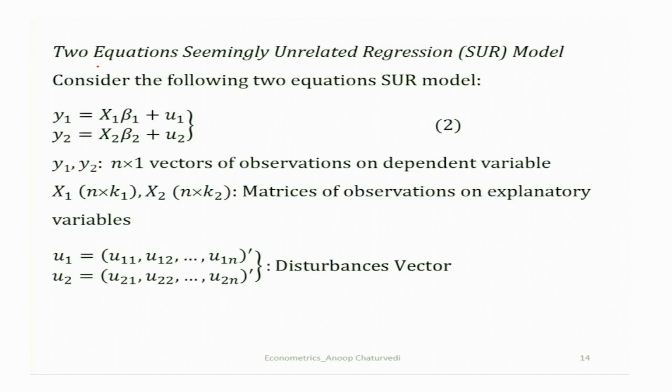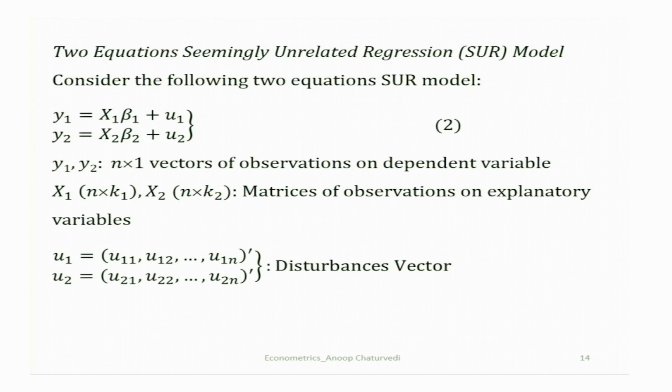Now, we consider the general case of the two-equation seemingly unrelated model. So, we consider the following two-equation seemingly unrelated model, say y1 equal to X1 beta 1 plus u1, y2 equal to X2 beta 2 plus u2. Here both y1 and y2 are n cross 1 vectors of observations on the dependent variable. Then X1 is of order n cross k1 and X2 is of order n cross k2. So, these are the matrices of observations on the explanatory variables in these two equations.